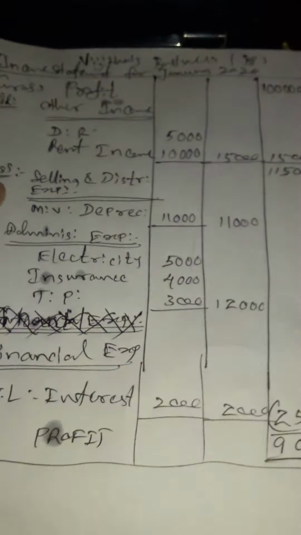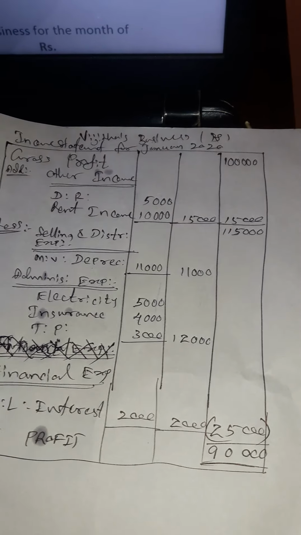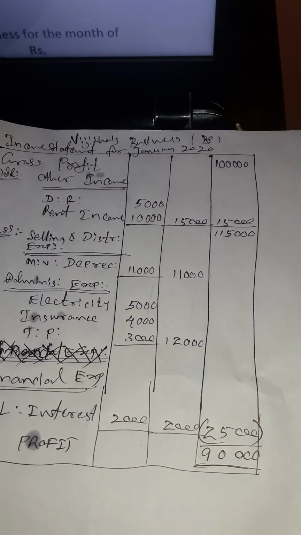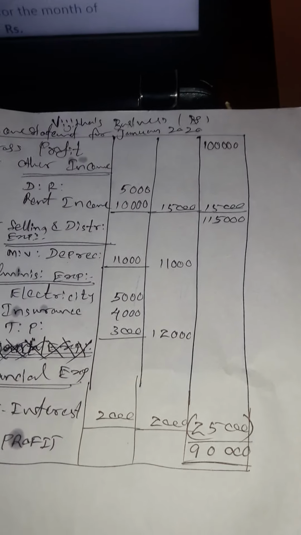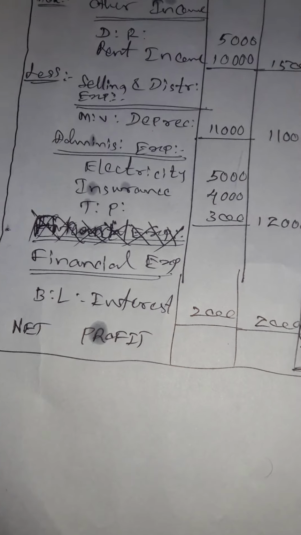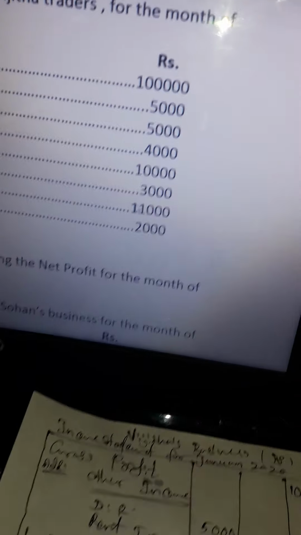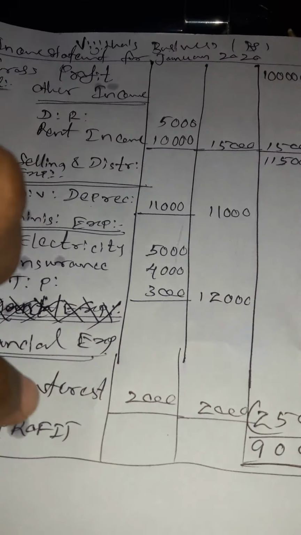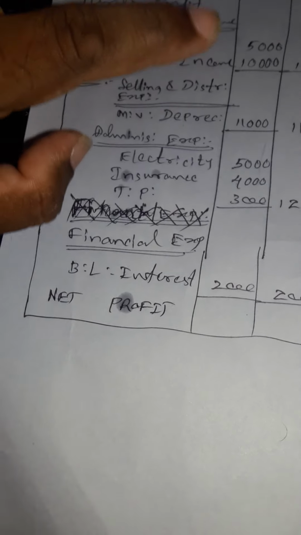Then the next heading is administration expenses. Under administration expenses, there are several expenses: electricity 5,000, insurance 4,000, telephone 3,000, and the total is 12,000. The next one is financial expenses. Under financial expenses, interest on bank loan only, 2,000. So the total is 2,000, taken to the second column. As there are no other expenses, we are not writing an other expenses heading here.